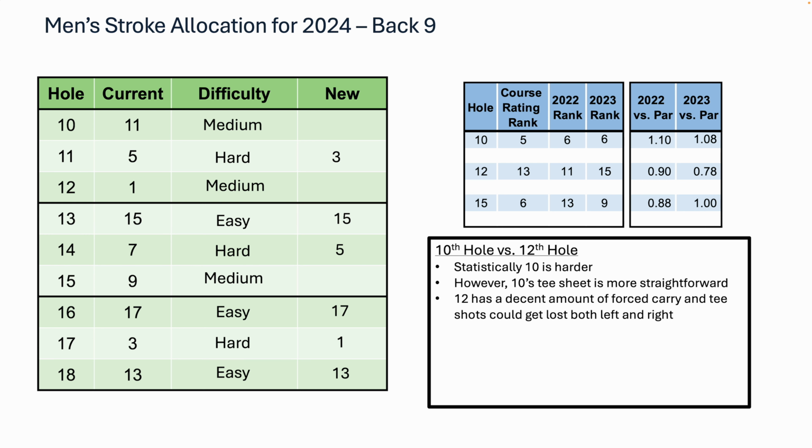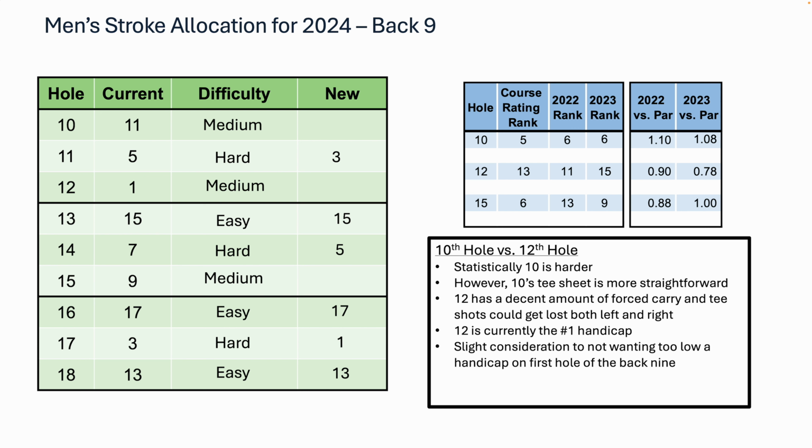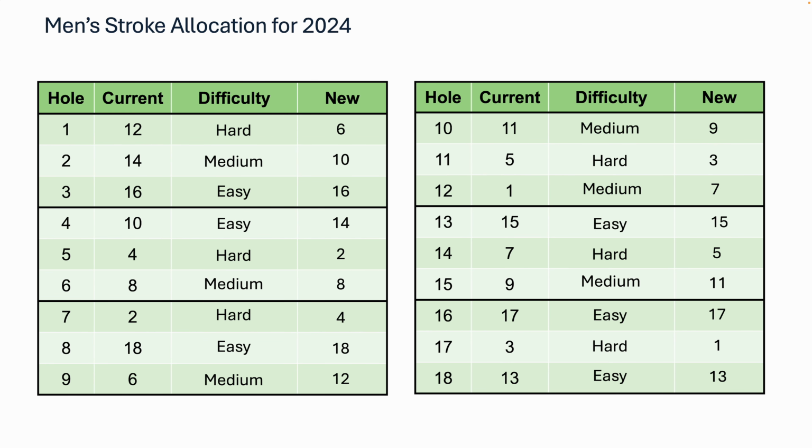12 has a decent amount of forced carry for some, and the tee shots could get lost both left and right. 12 is also currently the number one handicap. We gave a little slight consideration to not wanting too low of a handicap on the first hole of the back nine, and therefore we thought it was better balanced to make 12 a lower handicap than 10. So 12 gets the 7 handicap, 10 gets the 9 handicap, and that leaves 15 with the 11 handicap. And that's your men's stroke allocation for 2024.